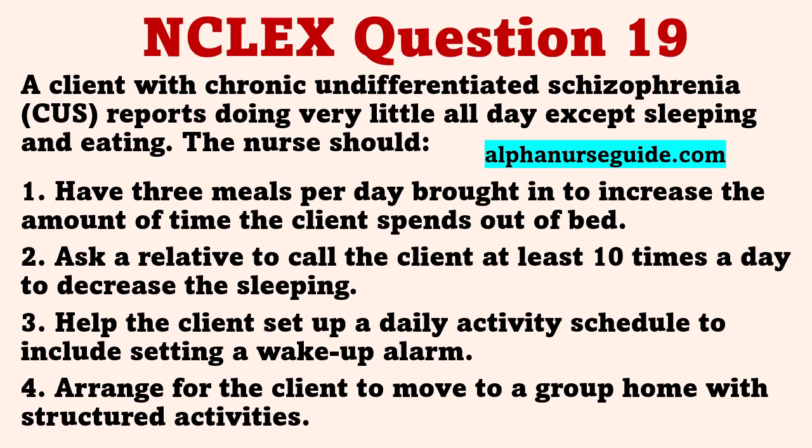A client with chronic undifferentiated schizophrenia reports doing very little all day except sleeping and eating. The nurse should: 1, have 3 meals per day brought in to increase the amount of time the client spends out of bed. 2, ask a relative to call the client at least 10 times a day to decrease the sleeping. 3, help the client set up a daily activity schedule to include setting a wake-up alarm. 4, arrange for the client to move to a group home with structured activities.